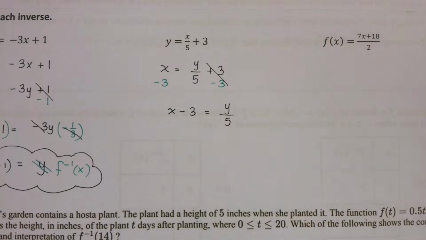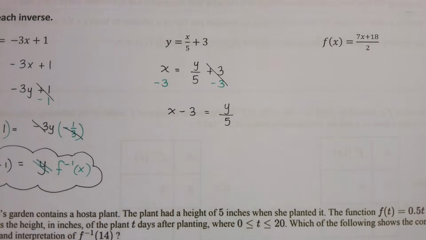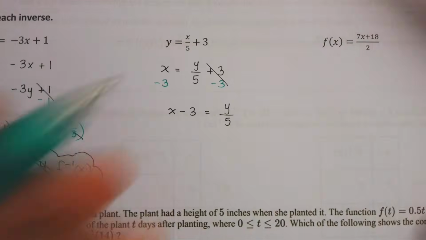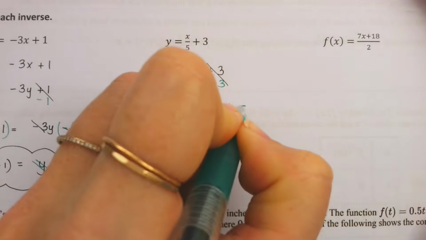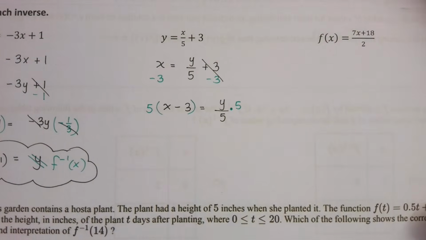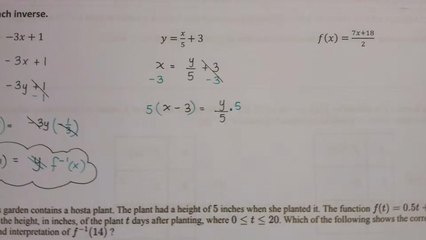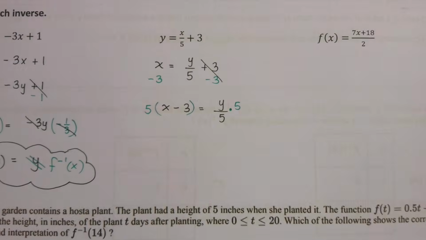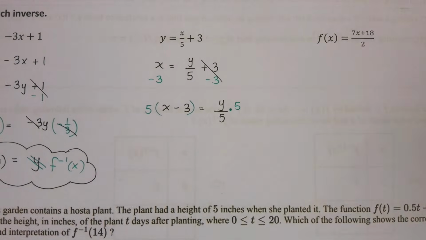Okay. Right now that says y divided by 5. What would be the reciprocal, or the inverse, of dividing by 5? Multiply by 5. We're going to do that. We can multiply by 5 on both sides. Notice how when there's 2 terms on the left, I put it in parentheses when I multiply by 5 because I want to make sure that whole entire side gets multiplied by 5.